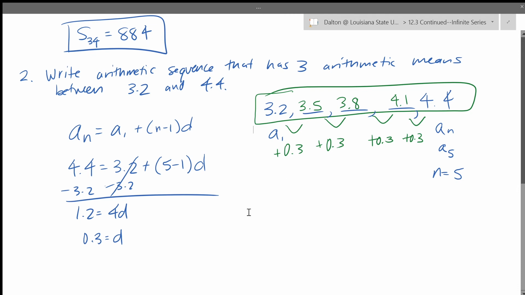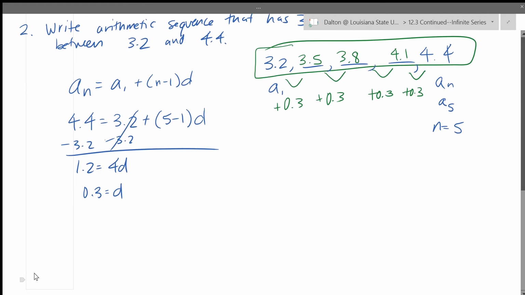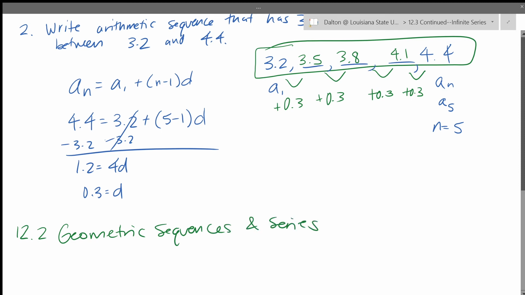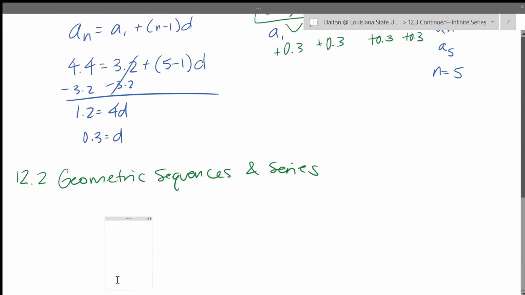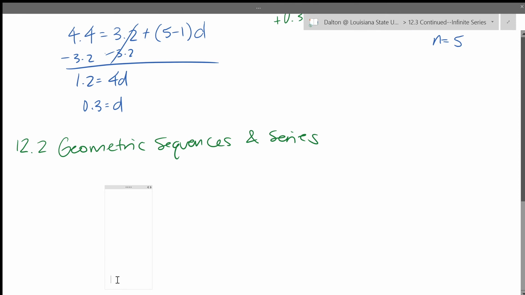Then in 12.2, we dealt with geometric sequences. And guys, I would say that the easiest way to compare the two, 12.2, geometric sequences and series, is this. Arithmetic sequences and series are where you add or subtract a common difference to get to your next number. Okay, so that's basic arithmetic, arithmetic sequences and series.